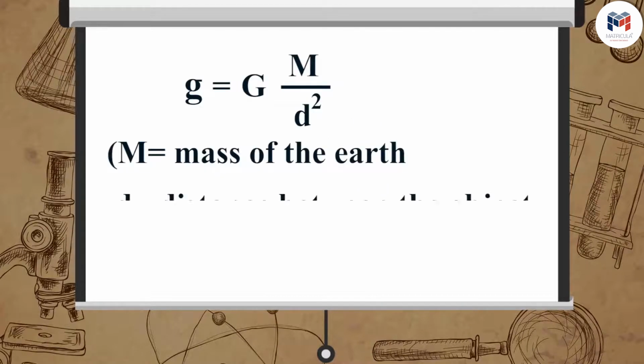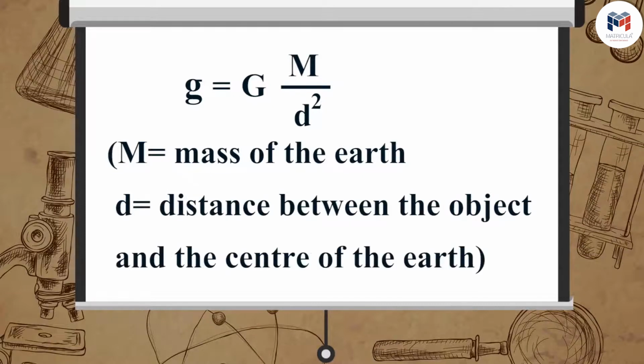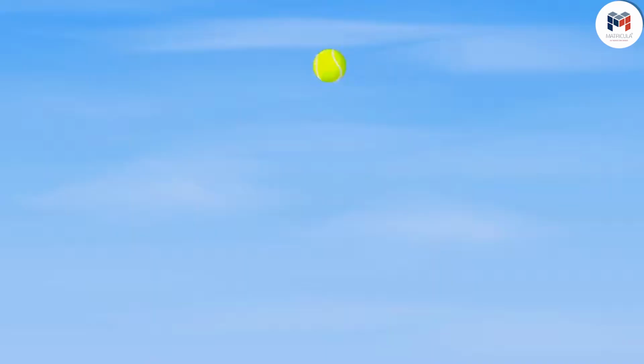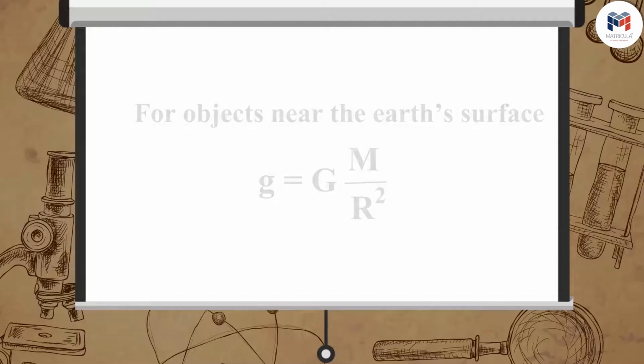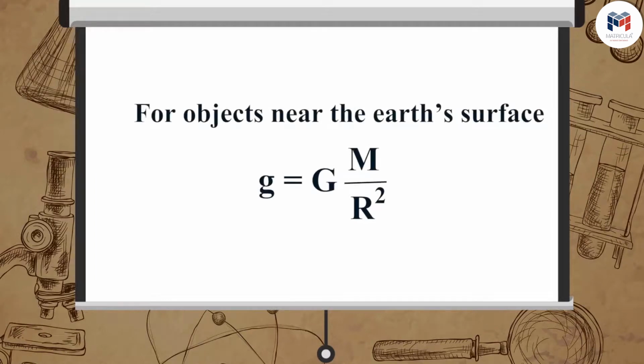where M is equal to mass of the Earth, d is equal to distance between the object and the center of the Earth. Let an object be near the surface of the Earth. Then the distance d in the previous equation will be equal to R, the radius of the Earth. Therefore, for objects near the Earth's surface, g is equal to G M upon R square.